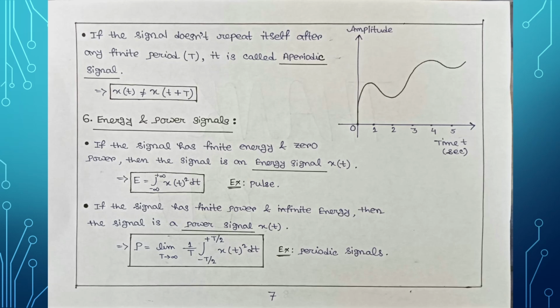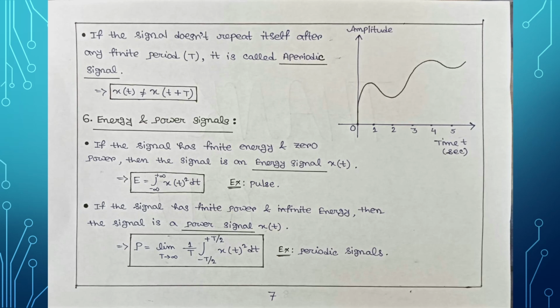Then if the signal does not repeat itself after a finite period capital T, then it is called an aperiodic signal. So here x of t is not equal to x of small t plus capital T. Let's take an example of a random signal, which is a classic example of an aperiodic signal.